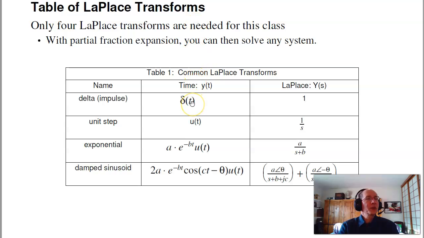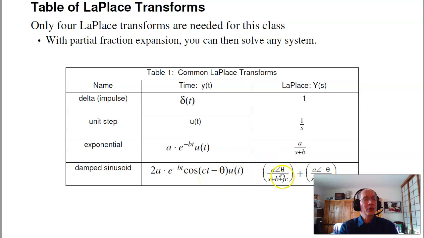The basic one is a delta function. Laplace transform of a delta is 1. The unit step we use quite a bit. That has a Laplace transform of 1 over s. A decaying exponential is a over s plus b. And a damped sinusoid has a complex pole. The real part is your exponential. The complex part is your frequency.